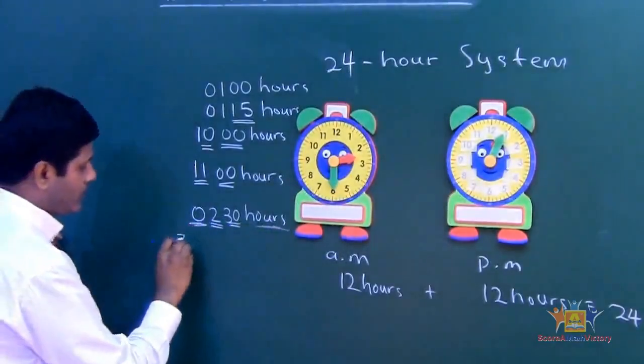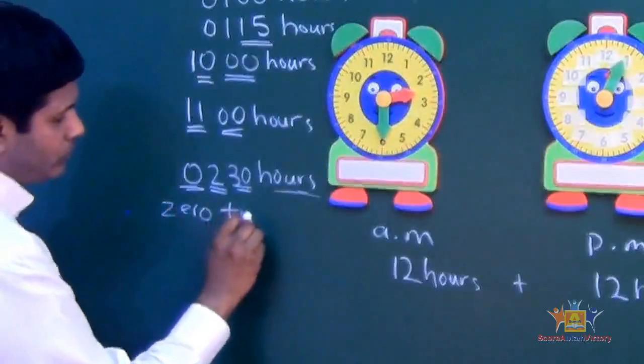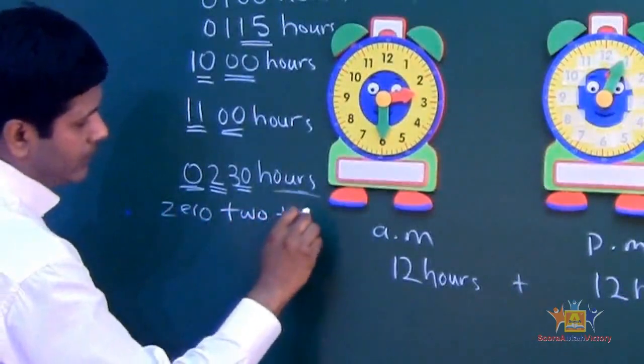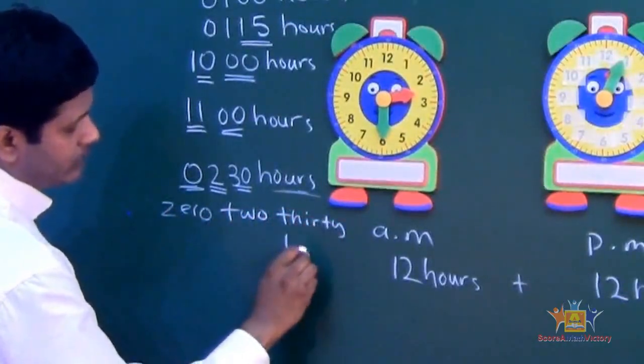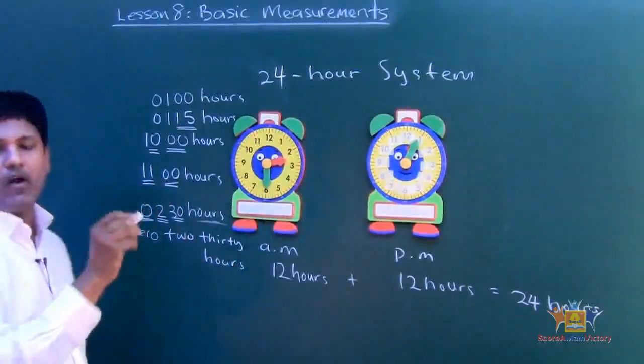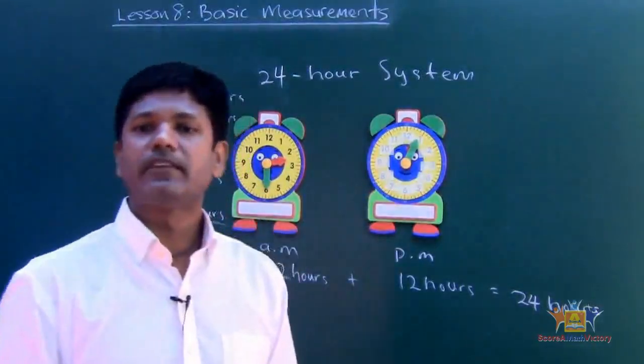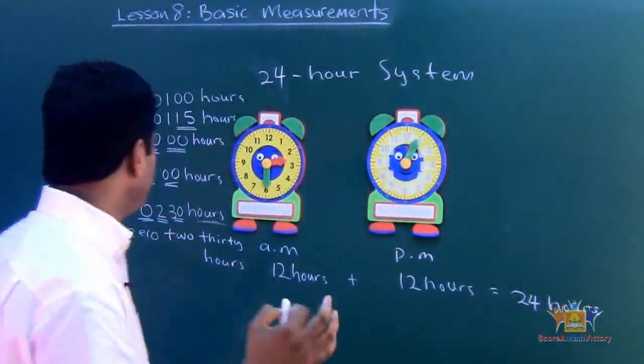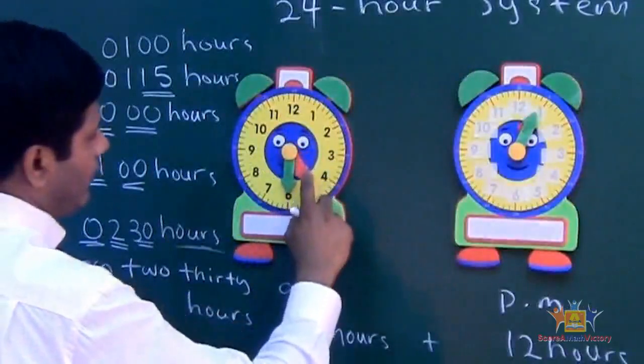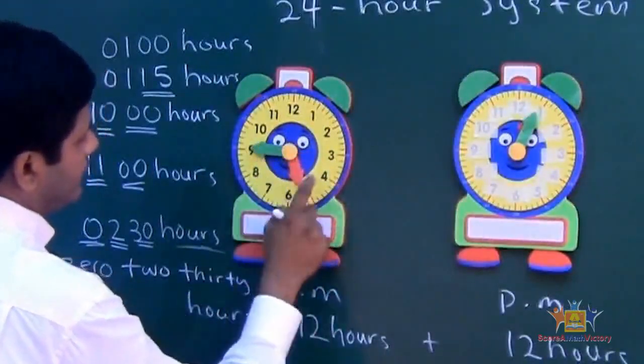You can say the 0 to 30 hours. And that's the 24-hour system, the 24-hour system way of expressing it. Very important, okay?